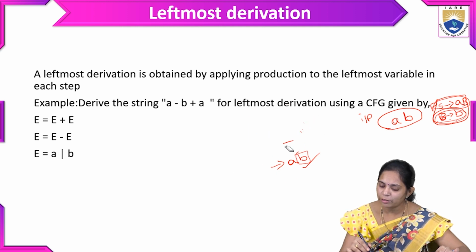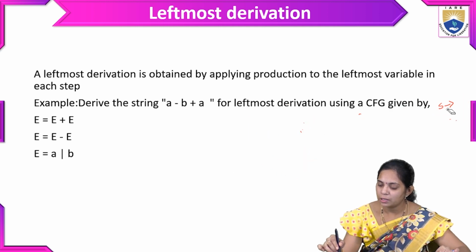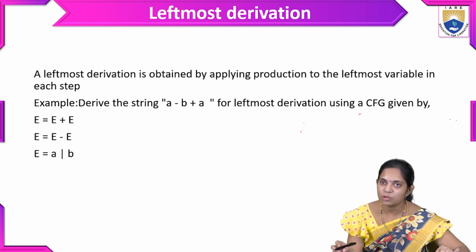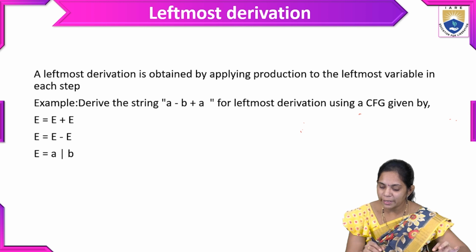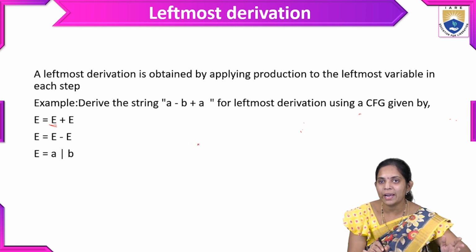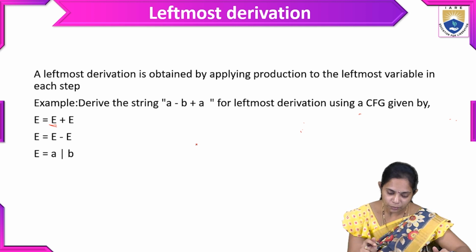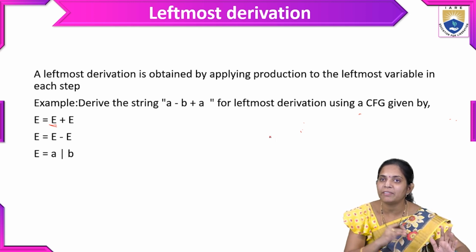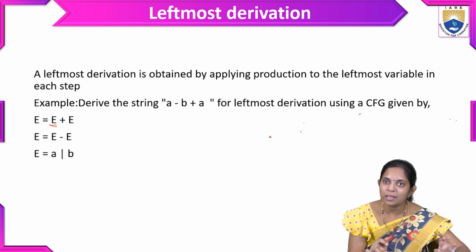And coming to the leftmost derivation. Here we are discussing two types of derivations. The first one is the leftmost derivation. It is simple: we have to follow the steps from the left hand side. In the production rule, we have to convert the non-terminal from left hand to right hand. So that is the leftmost derivation.